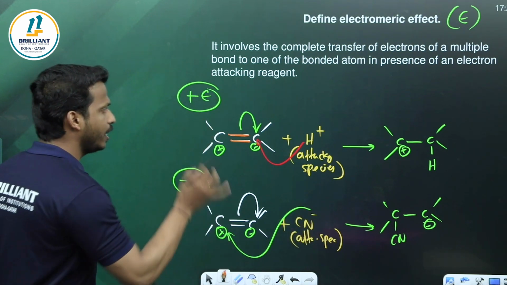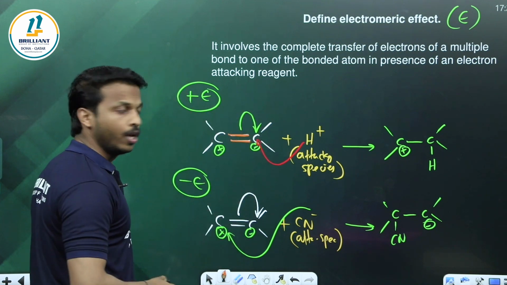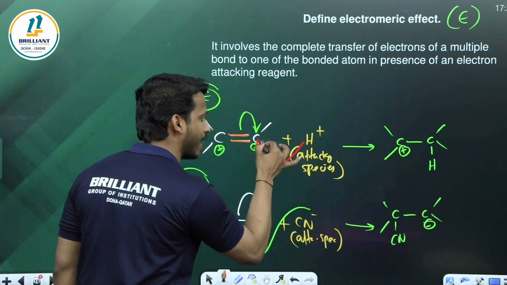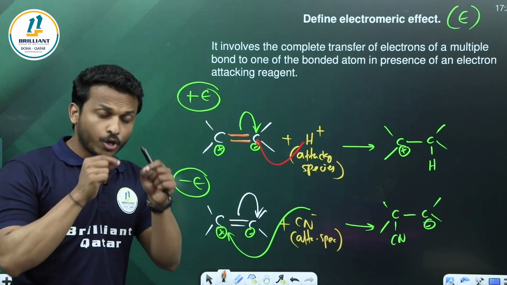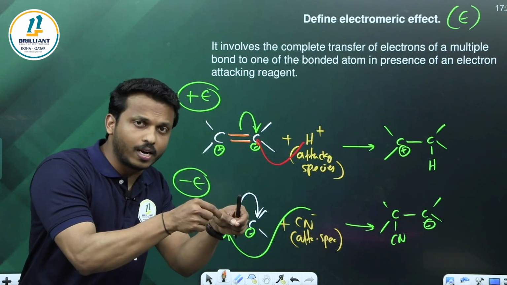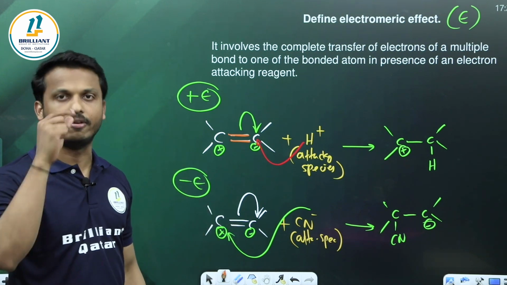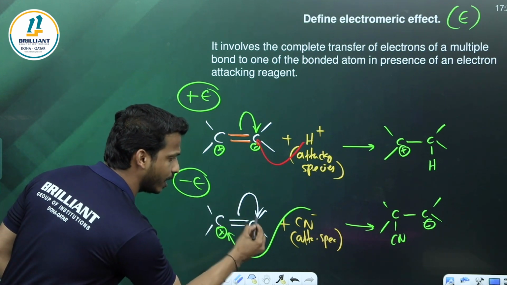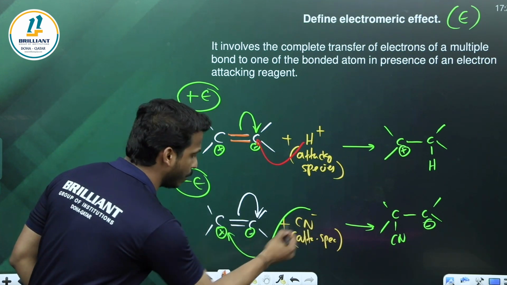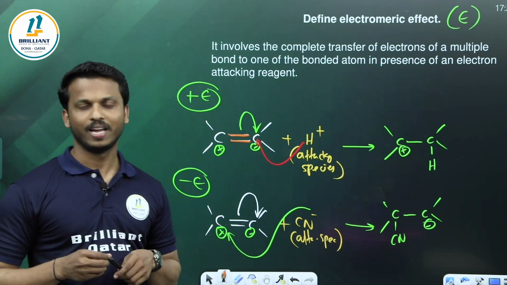Why it is called plus E and minus E? Simple. See, dear all, to which carbon electron shifted? Second carbon. To which carbon attacking species attack? Second carbon. This is called plus E. So what it mean? To which carbon electron shifted, to the same carbon attacking species attack, that is called plus E effect. So what is minus E effect? Here to which carbon electron shifted? Second carbon, but attacking species go to the opposite carbon. This is called the what? Minus E effect. Clear all of you?